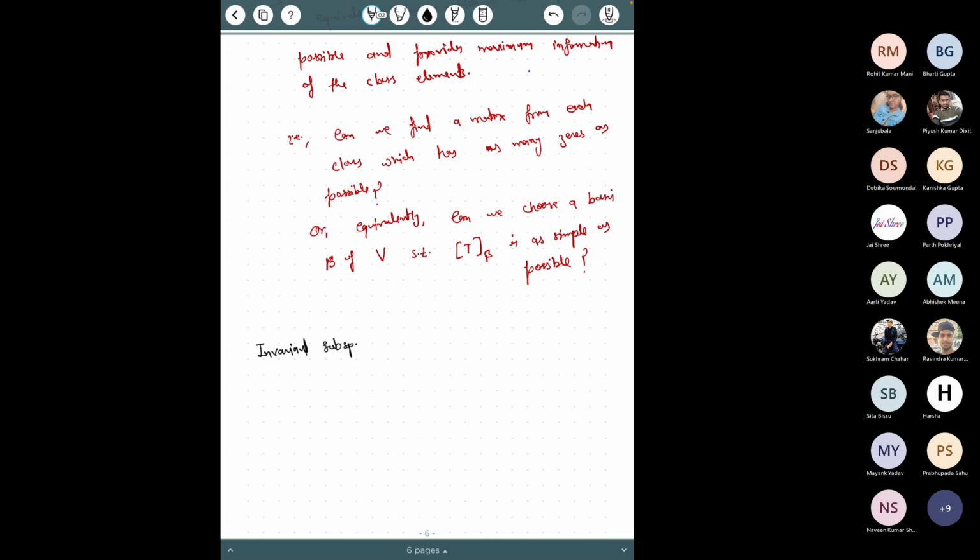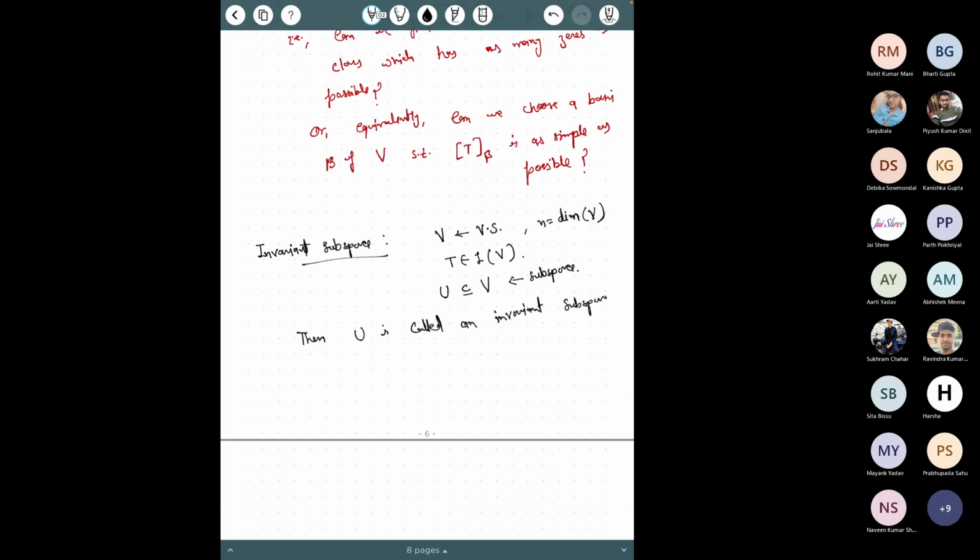At any point, if you have any doubt, you can stop me and you can ask. So invariant subspace, what is it? Suppose that we have a vector space V. Assume that we are talking about finite dimension only, because we are talking about eigenvalues and eigenvectors. So we'll restrict ourselves to finite dimensional vector spaces for this chapter. Okay. So suppose that we have a finite dimensional vector space and we have a linear operator T on this V. Suppose that U is a subspace of V. So this is the subspace.